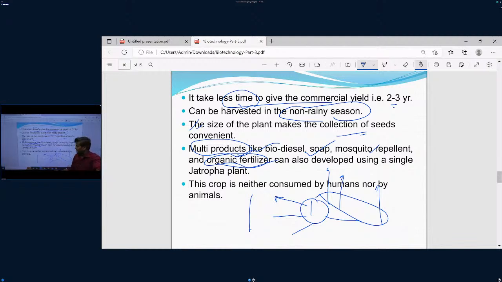One important thing: this particular crop is neither consumed by humans nor by animals. As you know, nowadays different animals destroy the crops of farmers, like monkeys. There are so many animals which consume crops, small fruits like mango and guava. But these crops are neither consumed by humans nor by animals, so it has a very large positive aspect. That's why the government is promoting these crops at a higher level. Also, the government is providing subsidies to farmers to cultivate these crops. Got it? It is an important thing.